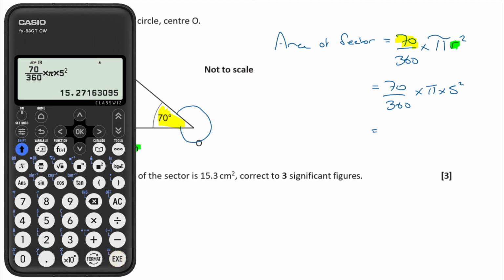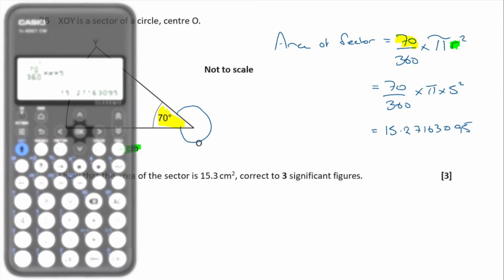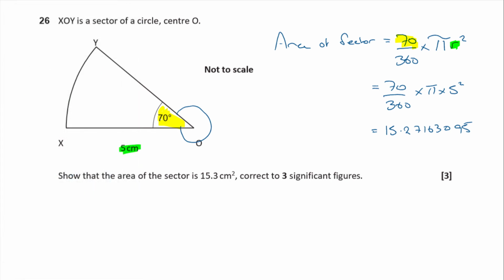Now that comes out on my calculator as 15.27163095, which if I then round off to three significant figures, it's going to be rounding off after those 3 digits, isn't it? So if I then round that off, the next digit along is a 7. So again, I'm going to be rounding up here. So my digits 152 are going to become 153 with a dot in between. So look, I've shown it then. It does come to 15.3 centimeters squared as required.